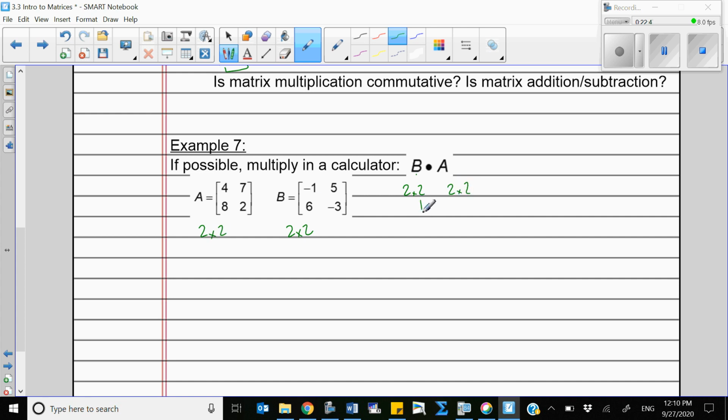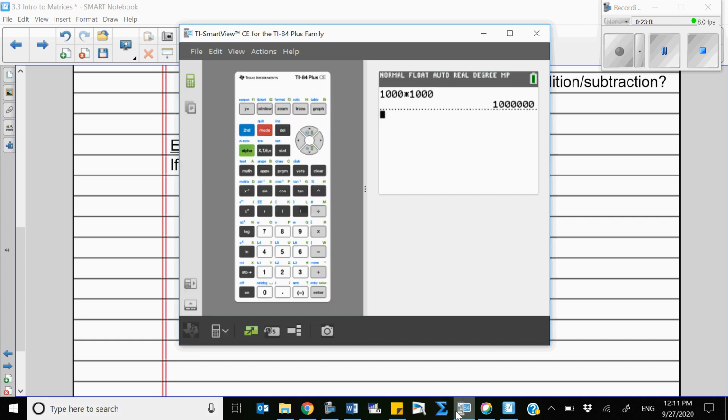What are the inside numbers? They are 2 and 2. They are equal, so I am able to multiply them. Now let's see how we can multiply these two matrices. I'm going to use my calculator to multiply them. So I will go to my calculator over here.